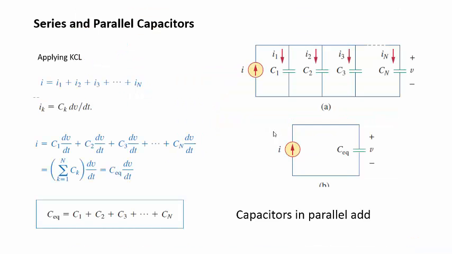Okay, now we'll look at what happens when capacitors are connected in series or in parallel. So the first one we'll look at is in parallel. Here's N capacitors connected in parallel.